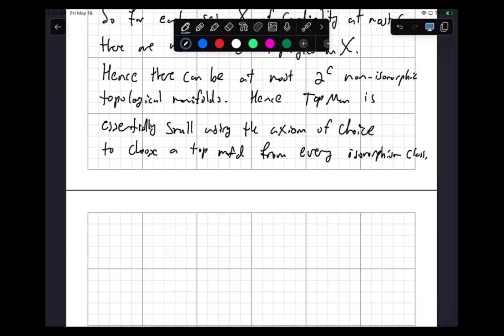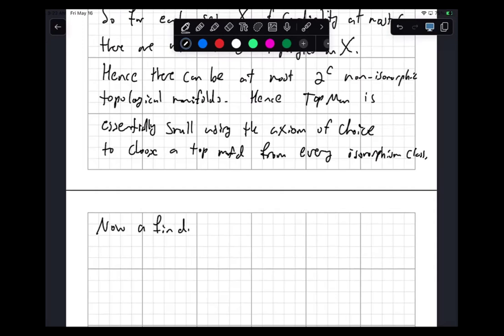So now this proof lends itself to proving also that smooth manifolds and complex manifolds and whatever other manifolds you want to consider are also essentially small. So let's argue that now. So now I want to argue that smooth manifolds are essentially small, not using the Whitney embedding theorem. Okay.